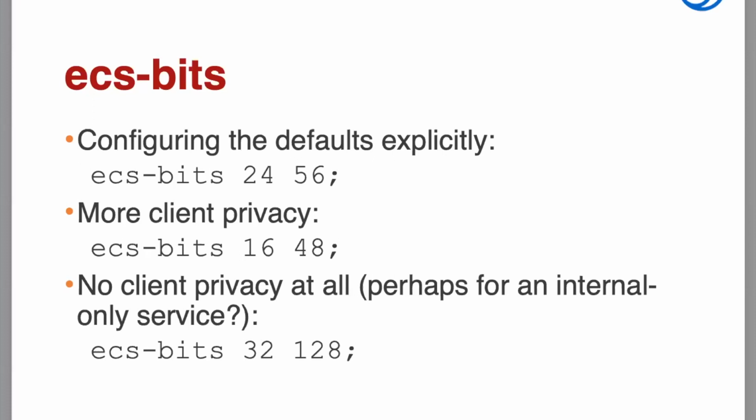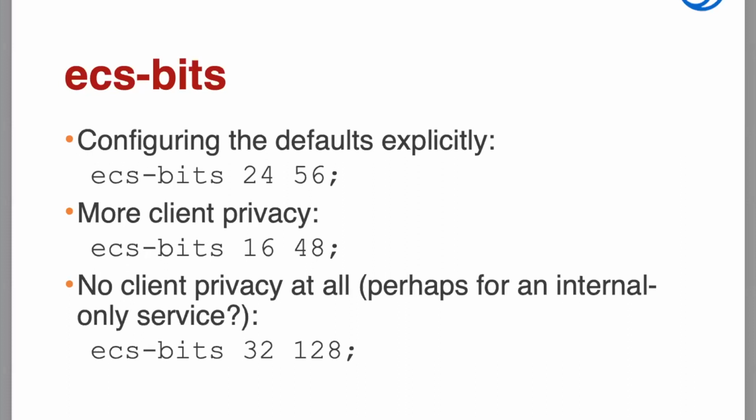And we have some examples. The first one shows you a configuration where somebody has said, well, actually, I'd quite like to know what the defaults are, and I'd like them in my config so I remember. So we've got 24 bits for v4 and 56 bits for v6. Then we have an example where somebody wants to be just a little bit more cagey about their clients and have set 16 and 48. And then finally, we've got the maximum set. So this ECS bits of 32 and 128 is revealing everything to the authoritative servers that it's querying.